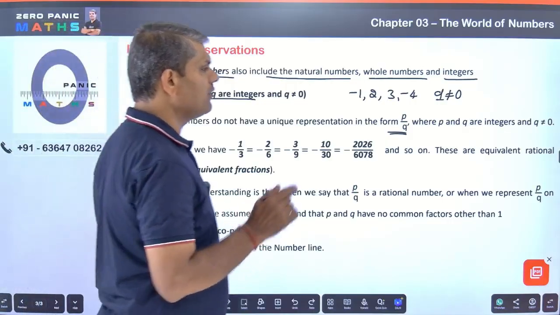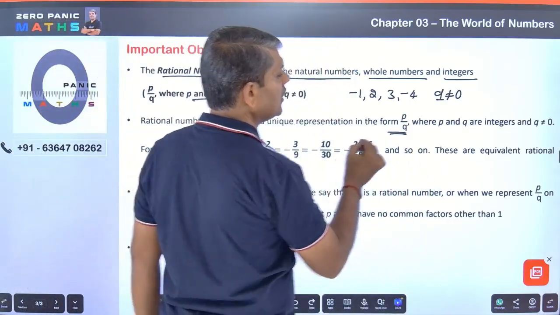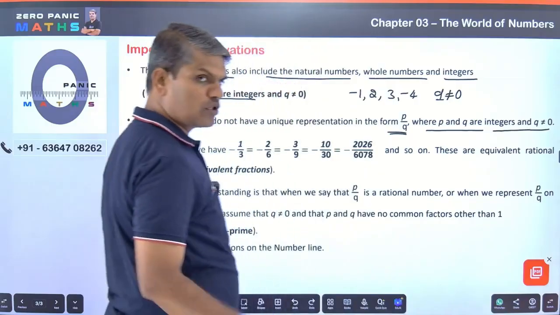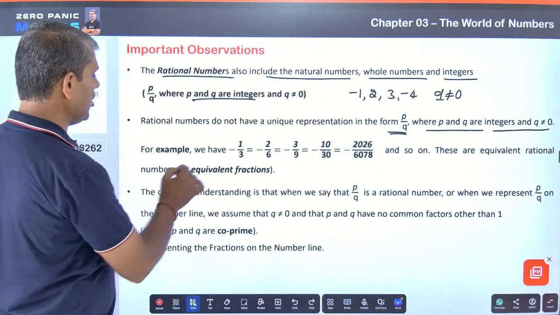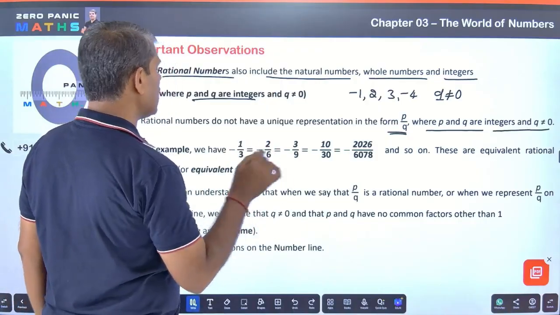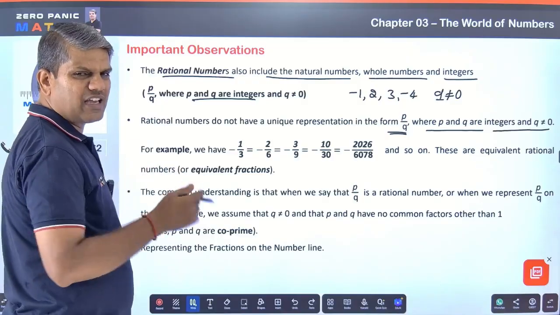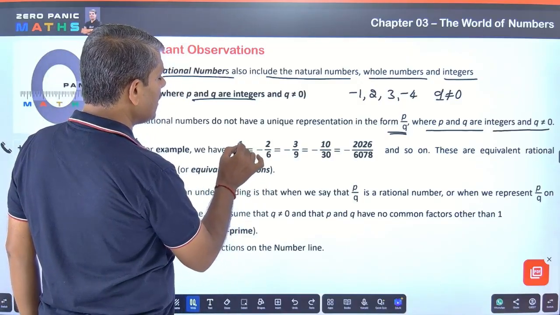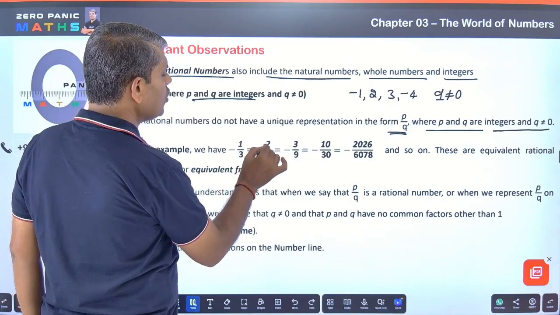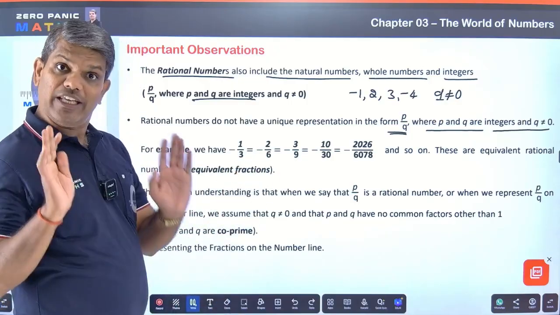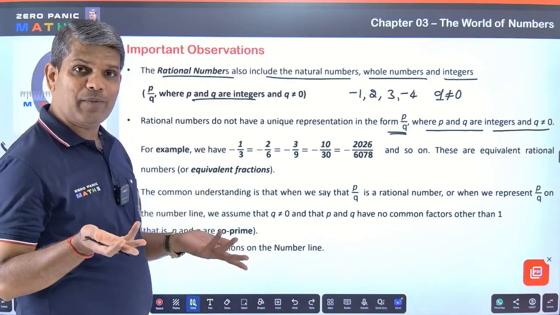What do you mean by that? What do you mean by not a unique representation? Where p and q are integers and q not equal to 0, with that condition, say for example, if you are defining 1 by 3, forget about minus, that is another example only, but forget about minus and see 1 by 3. 1 by 3 is also equal to 2 by 6, and these two rational numbers are actually equal. So there is no unique representation, right?